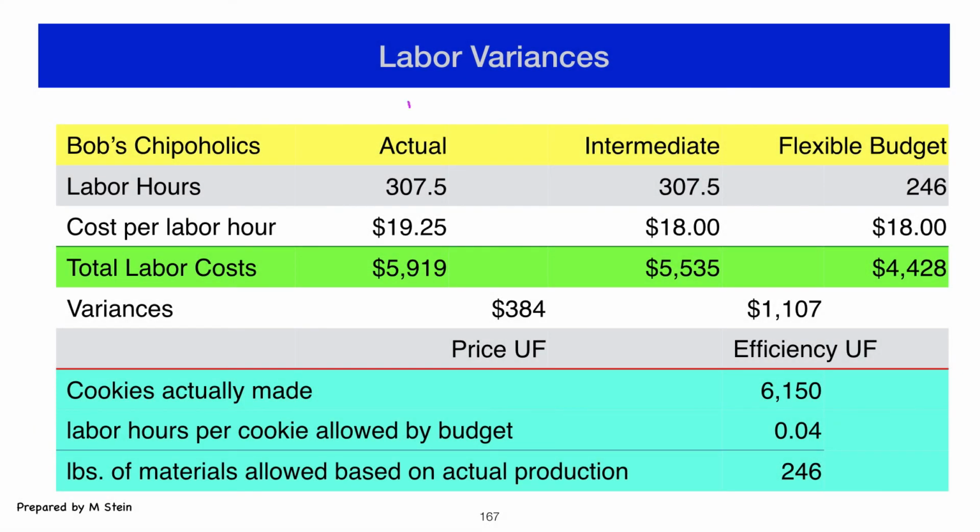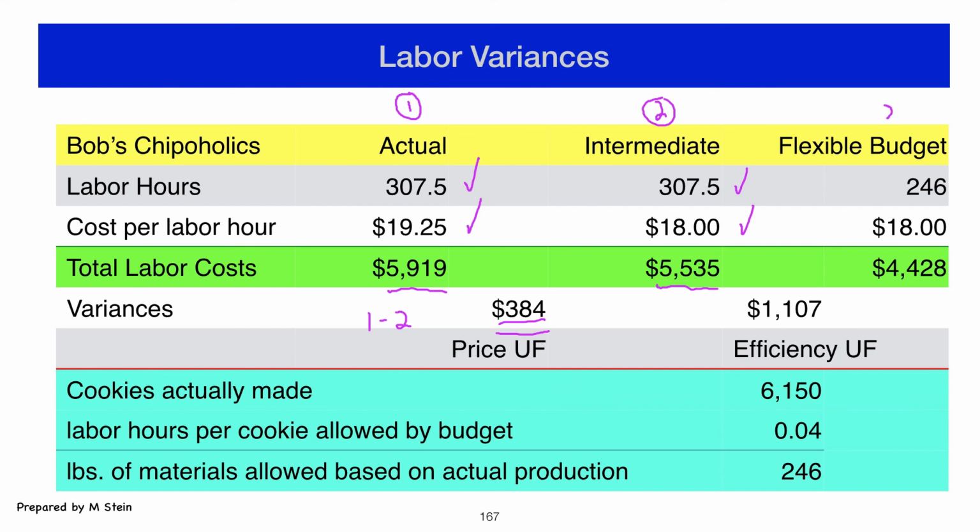We start off with the actual quantity, where the actual labor hours of 307.5 is multiplied by the actual labor rate, $19.25, ending up with actual labor costs of $5,919. The intermediate column uses the actual number of labor hours times the budgeted labor rate of $18 per hour, and we get $5,535. That's column 2. If we subtract column 2 from column 1, so 1 minus 2, we get an unfavorable price variance of $384.